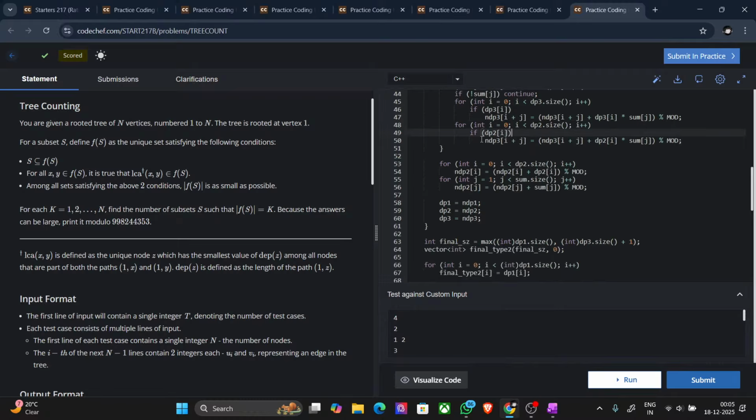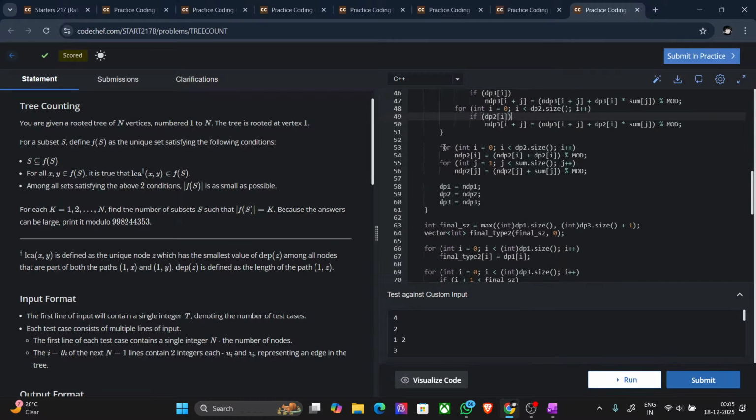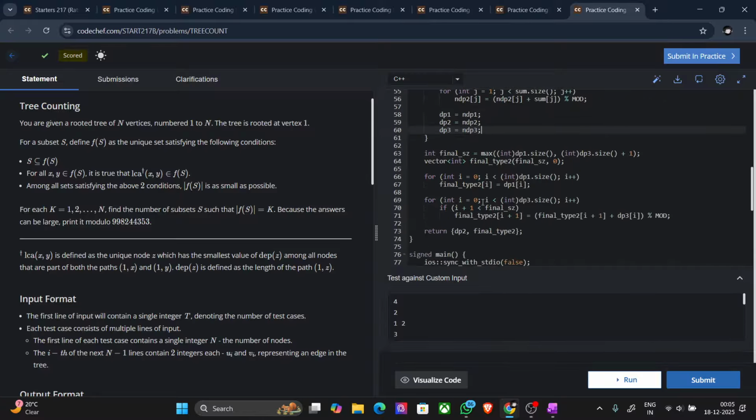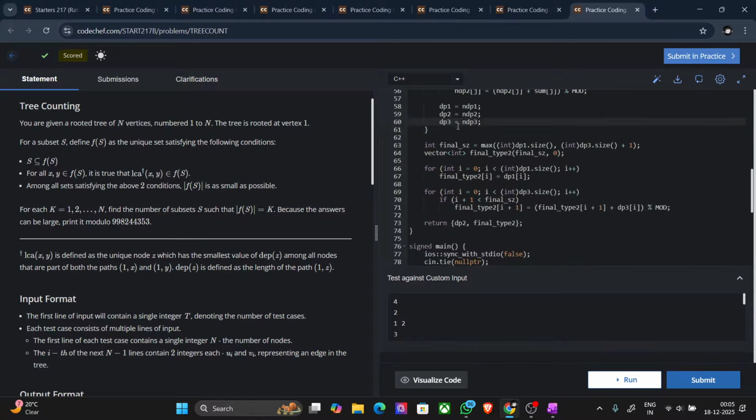Now, when you have iterated over all these scenarios, you can just update your new DPs with the DP2 and the subtree size, and update the DPs here. So this will return new DP states for each and every child that is present. Now my final size will be the maximum size of DP1 or DP3 plus 1.